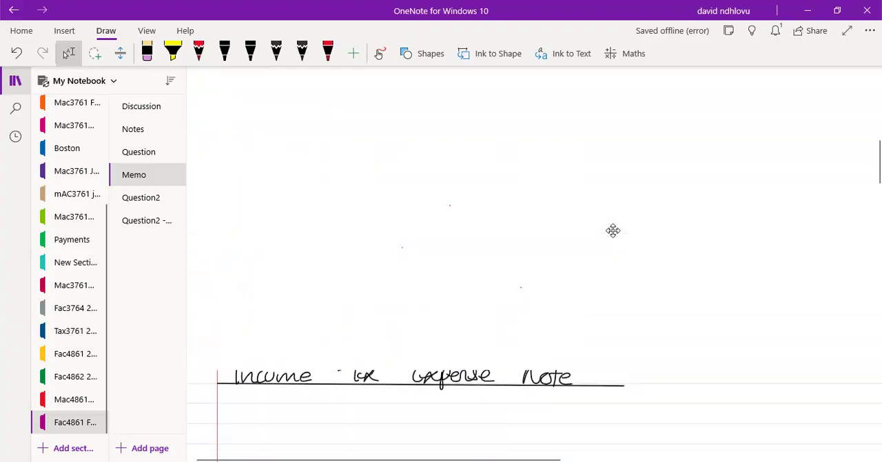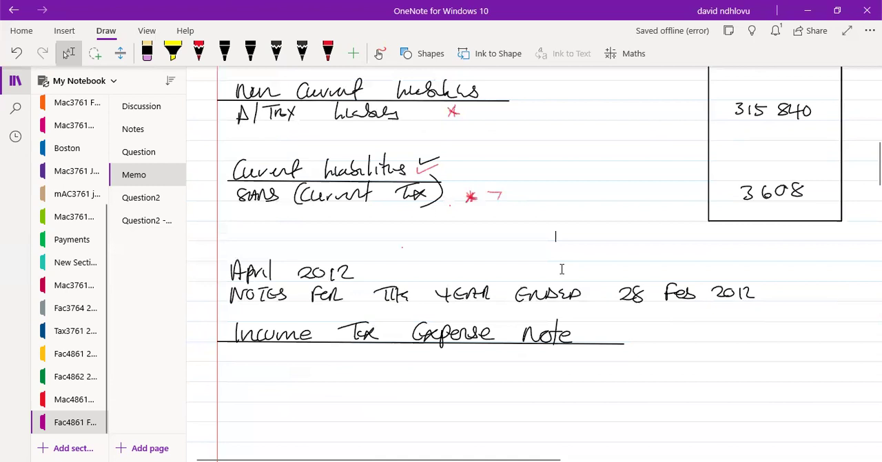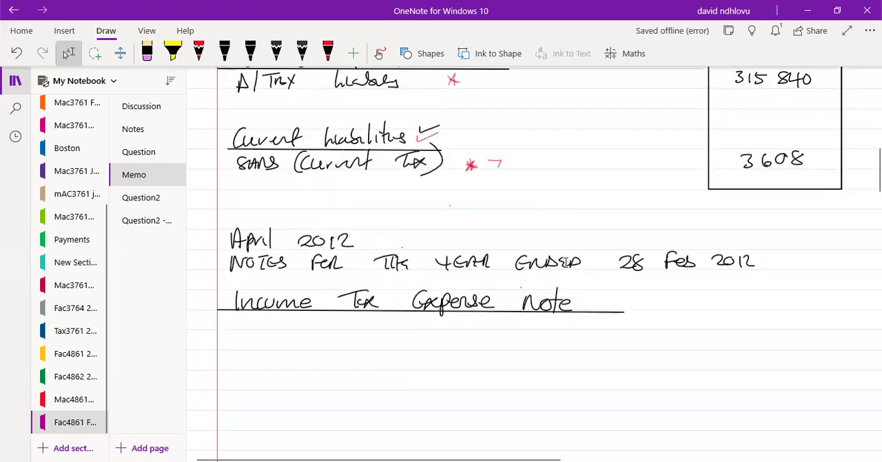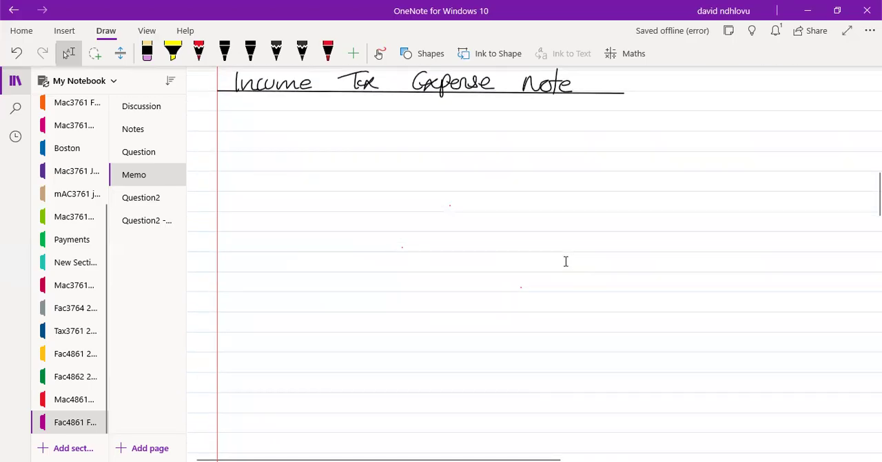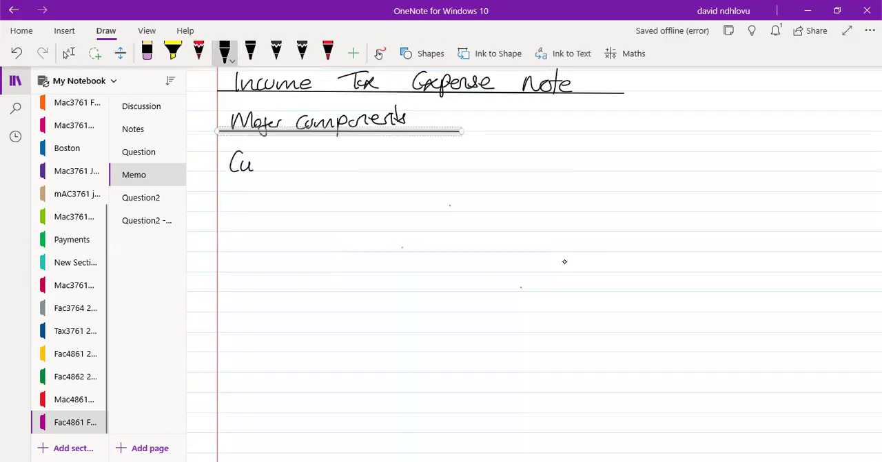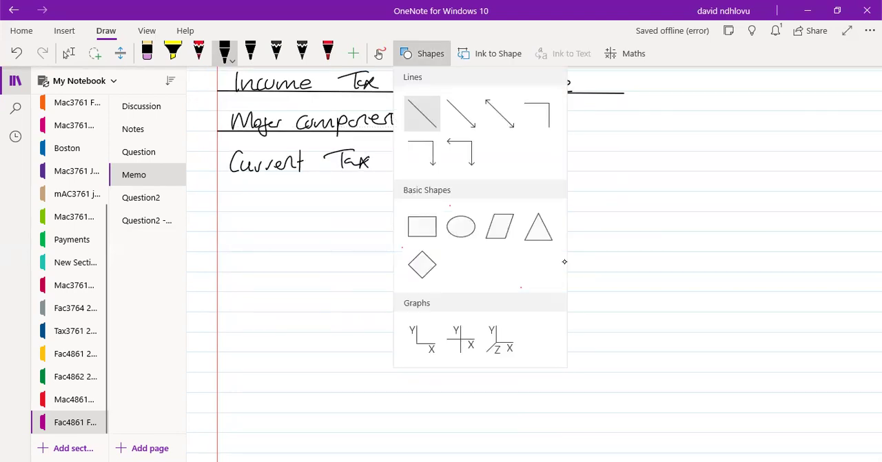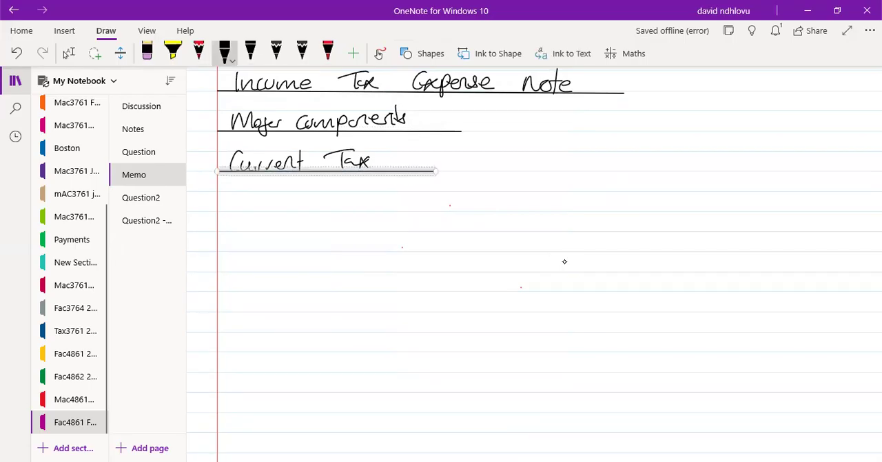All right, so now we go to the income tax note. Remember, when you do an income tax note, you must start on a fresh page. Then you have the name of the company and notes for the year ended 28 April, and then the income tax note. So what you do, you say major components as a subheading. Right, the major components that you have are basically three. You have, number one, the current tax. Right, current tax, you will then have two entries to make here.